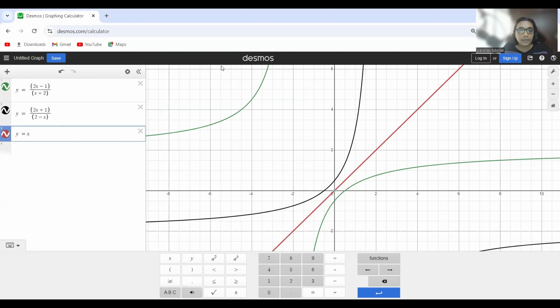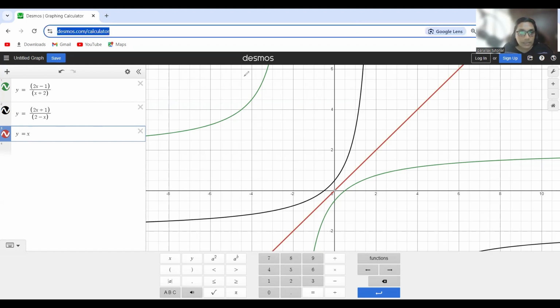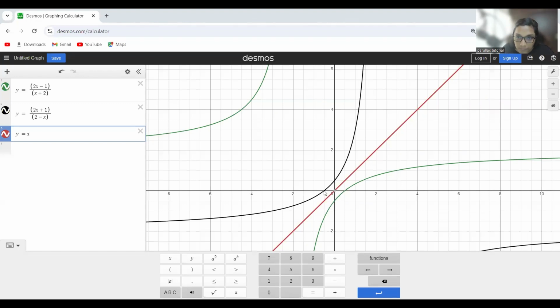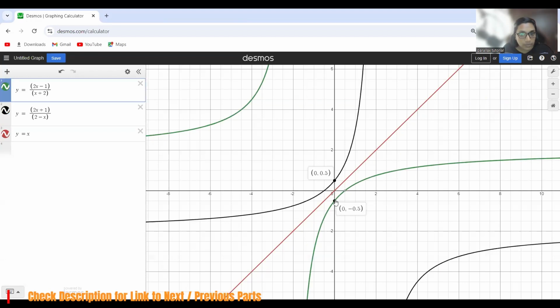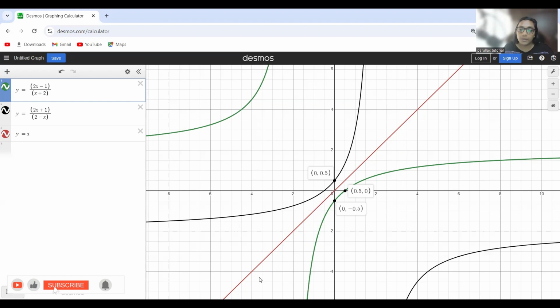So as you can see, let's look at the points as well. Here, this is the intercept, -1/2, comma 0. This is 0, comma 1/2. This is 0, comma -1/2, and this is 1/2, comma 0. So this is how the intercepts are, and clearly as you see, both the functions, the black and the green, are reflected along the line y is equal to x, which is the red line over here. So this is how an inverse function looks like on the graph.